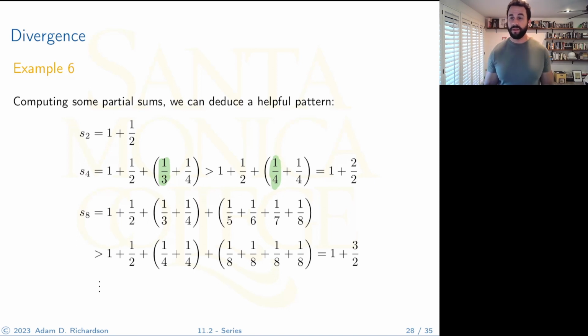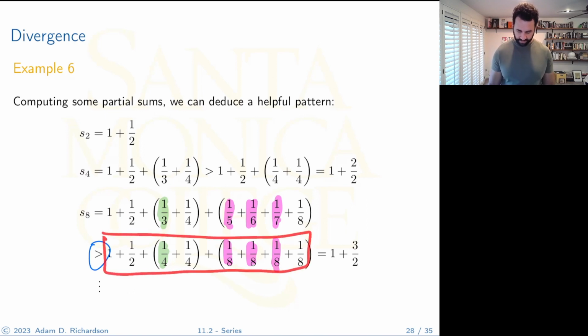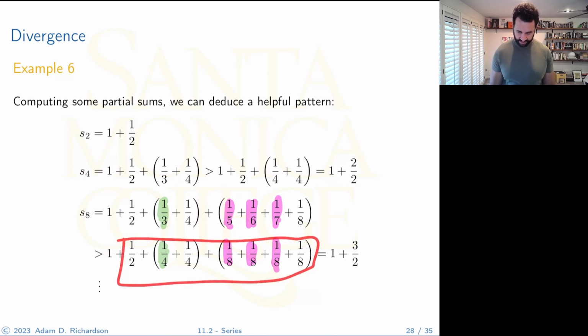Okay, now I'm going to compute the eighth partial sum. The eighth partial sum is what you get when you add up the first eight terms. So here are the first eight terms. We're going to add them all up, and I'm going to use a similar technique as I did a moment ago. I'm going to replace one third with one fourth, and then replace one fifth, one sixth, one seventh with 1/8, 1/8, 1/8. In doing so, I get an inequality: the eighth partial sum has to be bigger than this value. But this value is easy to simplify. When you add all the stuff up, you get 1 plus this, which adds up to 3/2.